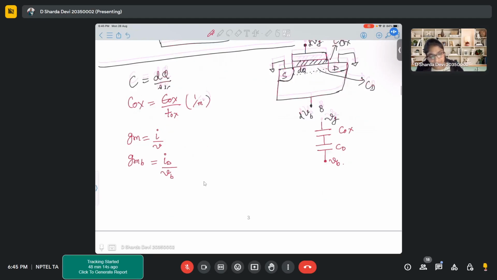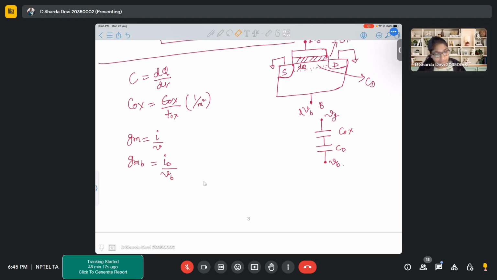So what will happen if I write it like this? I can write it as dID upon dVG into dVG upon dVB. I can write it like that, right?